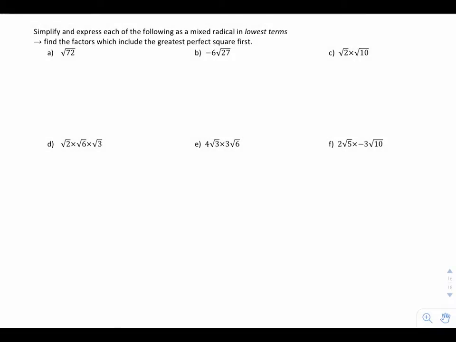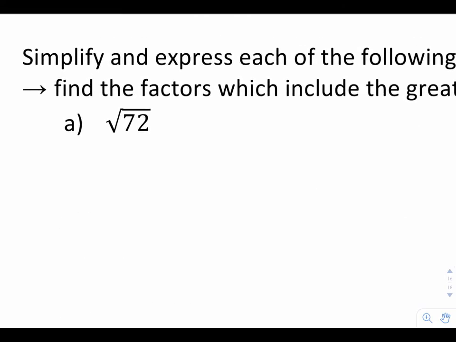So we're looking at a few questions here where we want to simplify and express the following as mixed radicals in lowest terms. What that means is that we want to simplify as much as possible the radicand, which is the number underneath the square root sign. So let's look at our first one. We have the square root of 72.